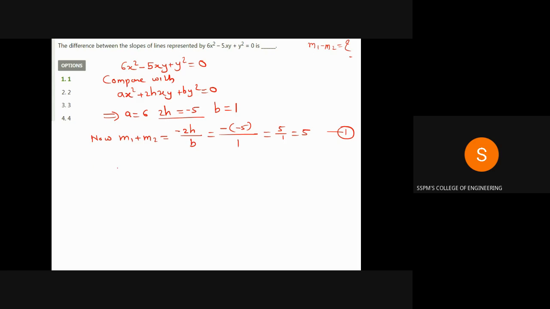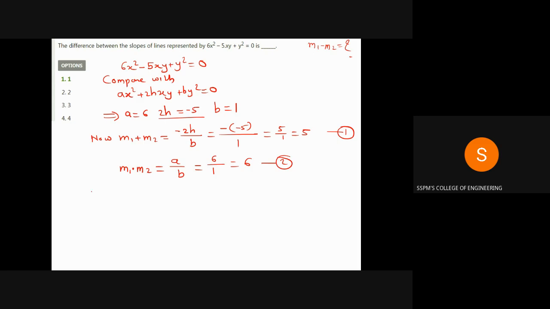Now the product. What is the product? m1 into m2 is the product. The product is given by a by b. What is the value of a? It is 6 divided by b, which is 1. That is 6. So this is equation 2. Therefore the sum of slopes is 5 and their product is 6.